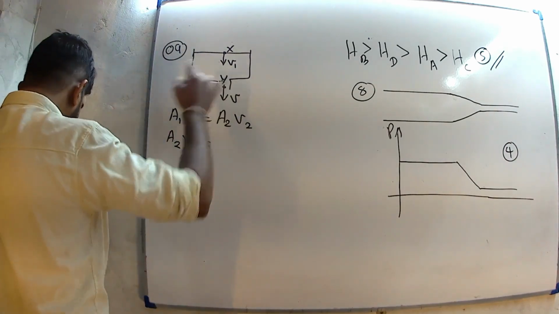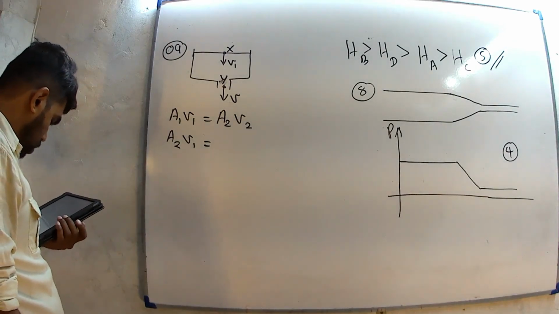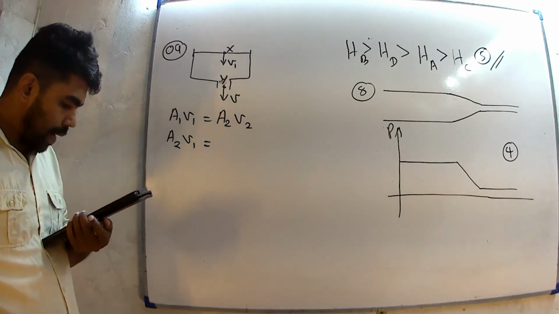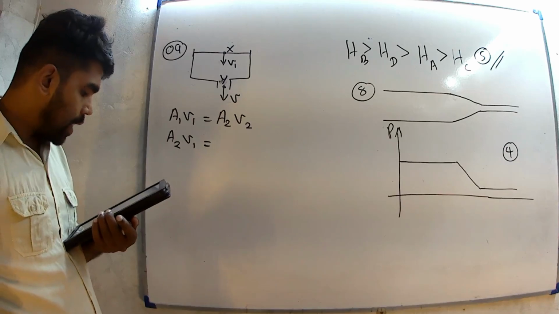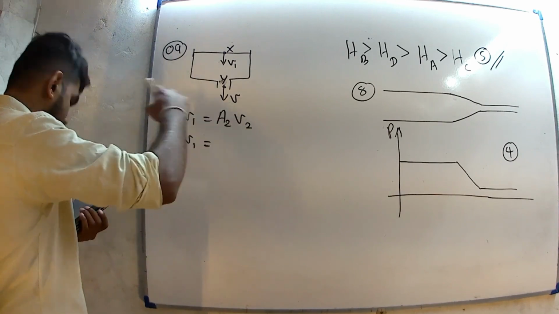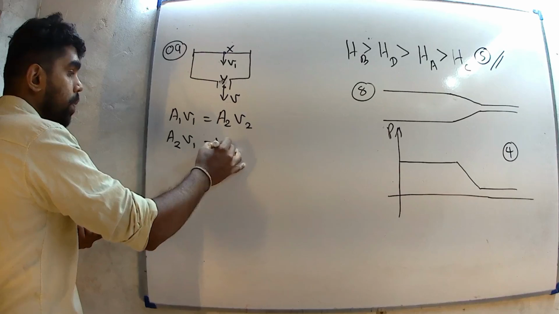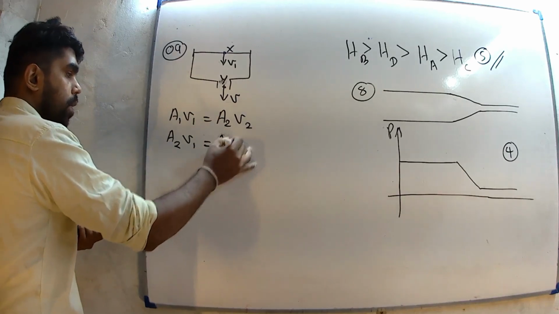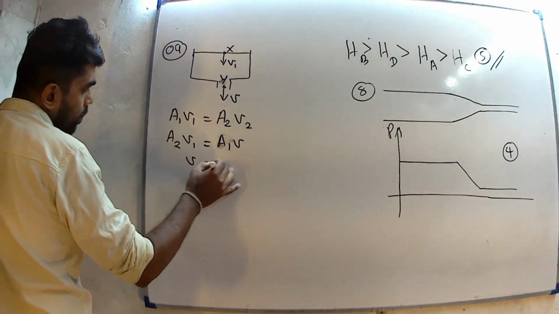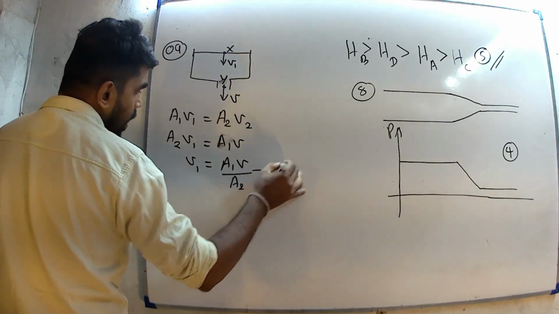Cross-sectional area for this part is, in the diagram they have marked A2. The water drains through an opening of area A1 in the container of cross-sectional area A2. Yes, we can consider this area for the Y point as A1, velocity V. Now I will make V1 the subject: V1 equals A1 V divided by A2. I will consider it as the first equation.